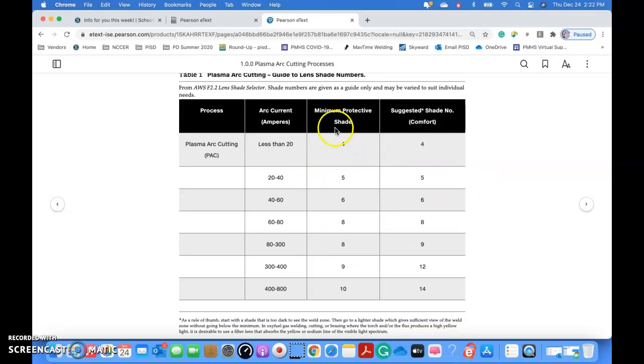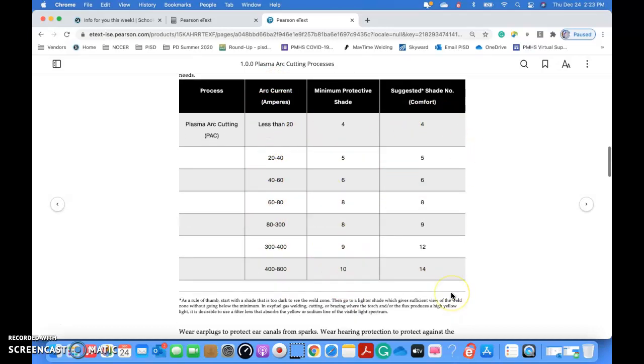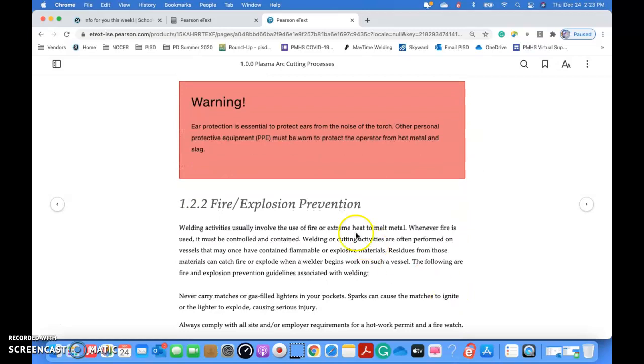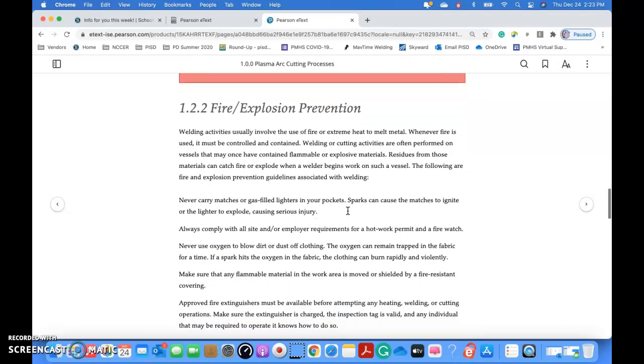So we're looking at what? Minimum protective shades 4, 5, 6, 8, 9, 10 for your arc current. That's interesting. Ear protection is essential for protection from the noise. So that means we have to wear earplugs and the corrective lenses.